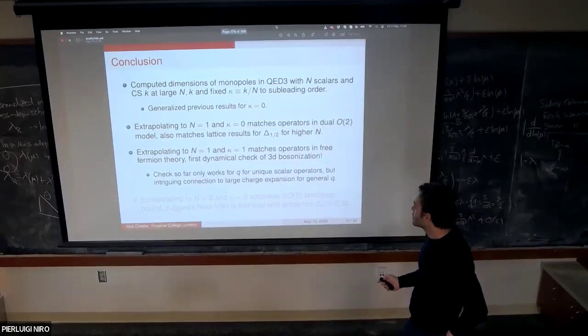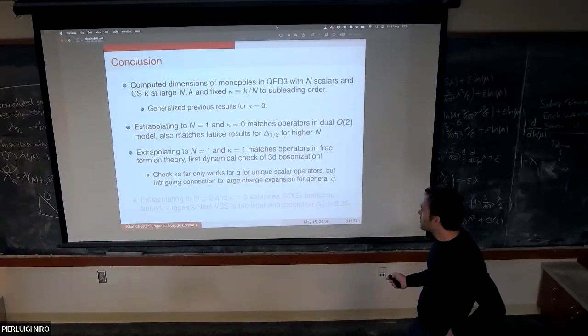The check so far only works for the special values of Q, which are unique scalars, but there's this intriguing connection to the large charge expansion for general Q.